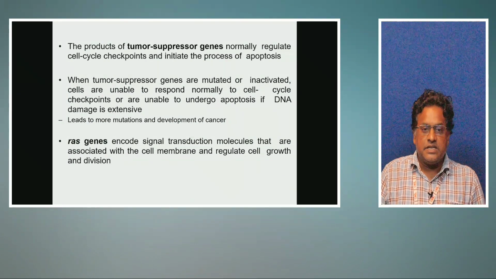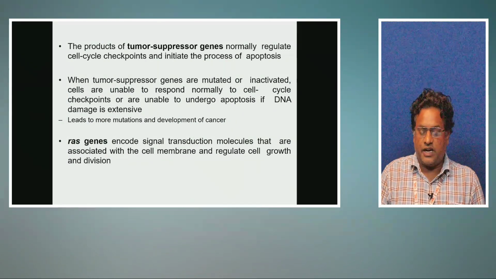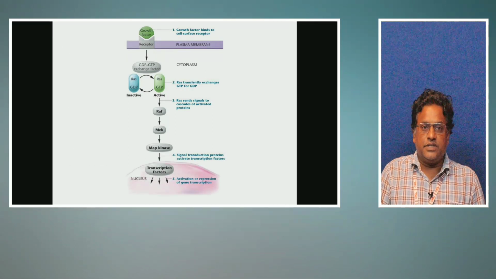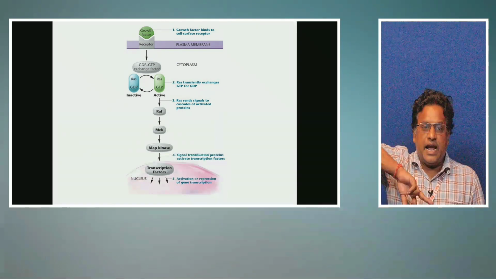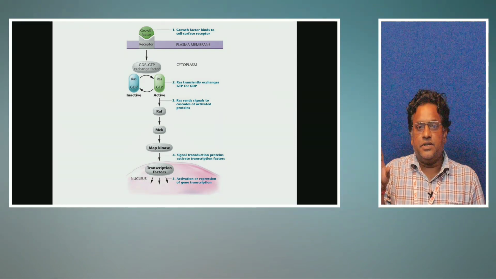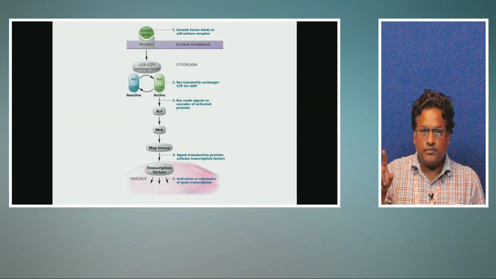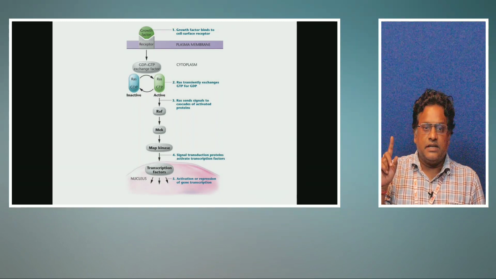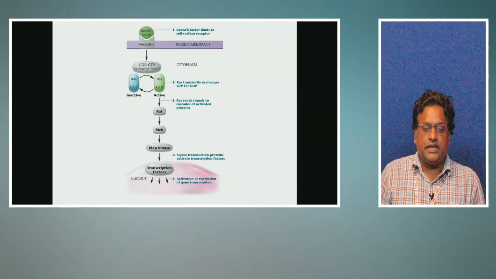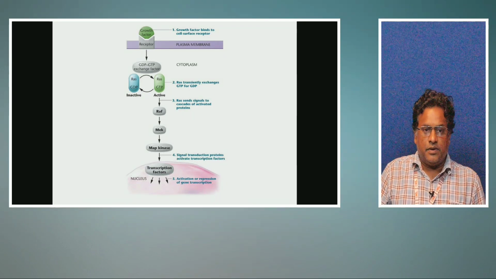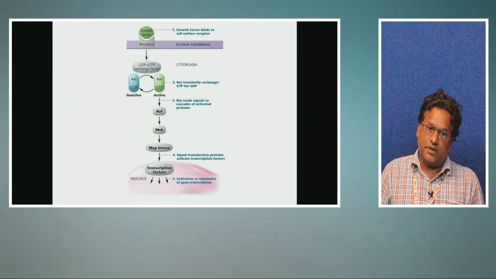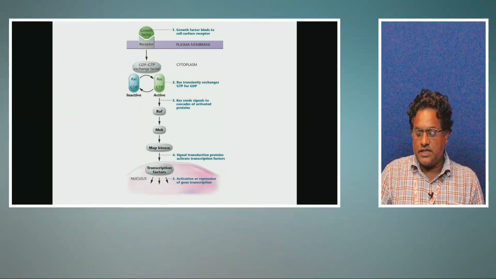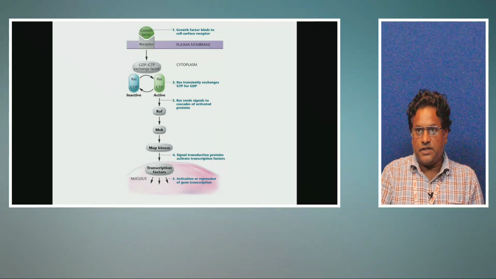There are certain genes, for example, p53 or RAS genes, which encode signal transduction molecules that are associated with the cell membrane. Here you see a growth factor binding to the receptor. Inactive RAS changes to active RAS, and this RAS activates a cascade of proteins, which activates the MAP kinase, which activates the transcription factor so that certain genes are expressed.